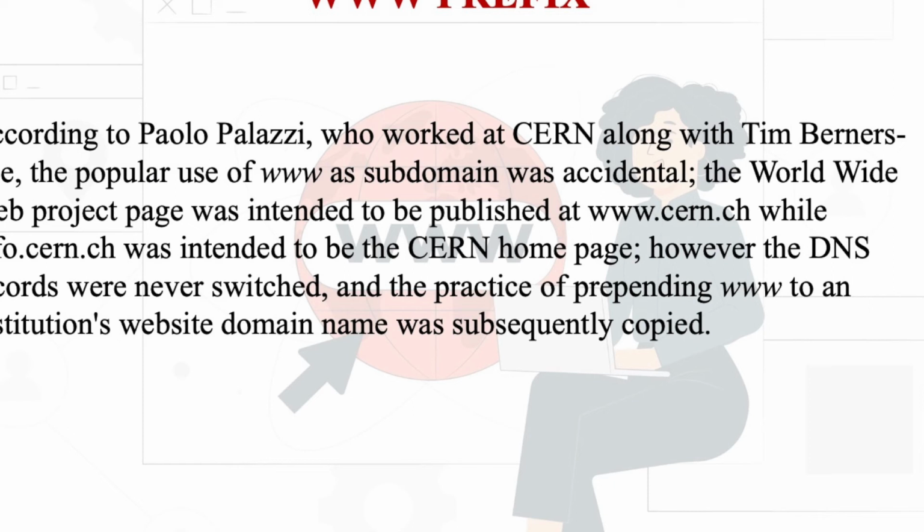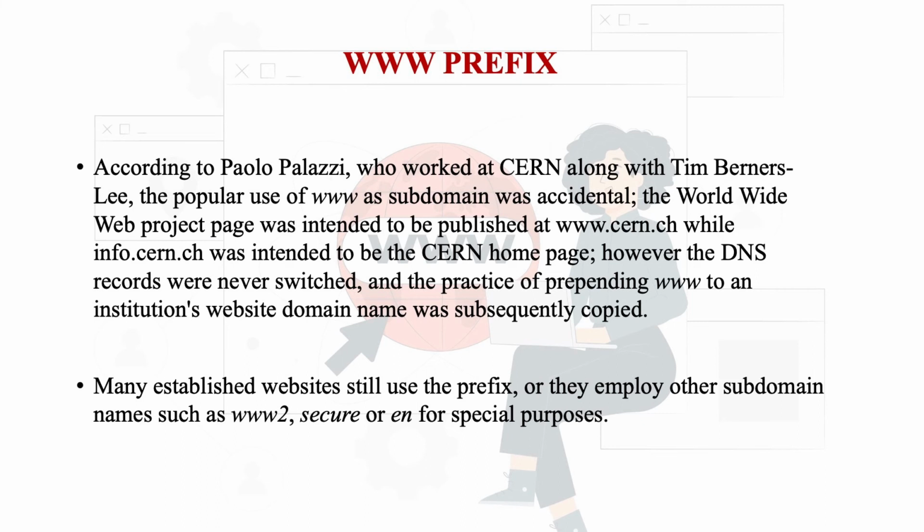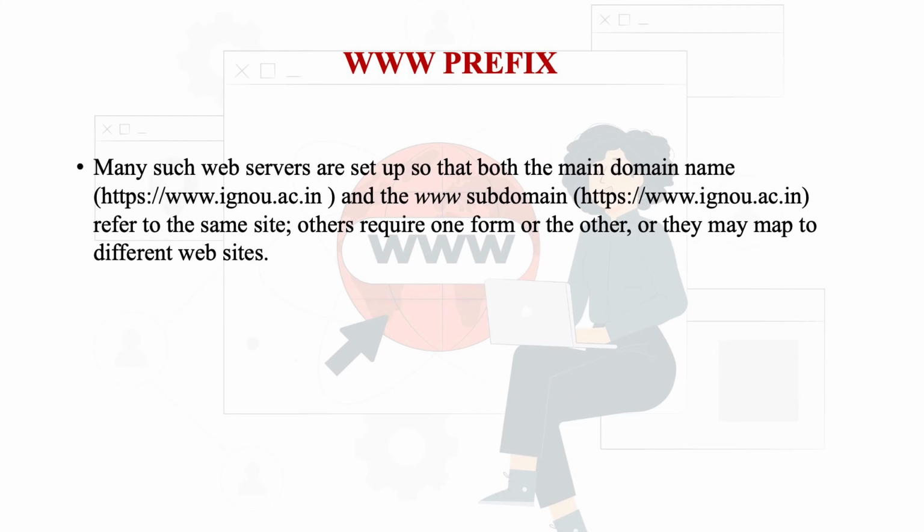However, the DNS records were never switched, and the practice of prepending www to an institution's website domain was subsequently copied. Many established websites still use the prefix or they employ other subdomain names such as www2, secure, or en for specific purposes. Many such web servers are set up so that both the main domain name and the www subdomain refer to the same site. Others require one form or the other, or they may map to different websites.